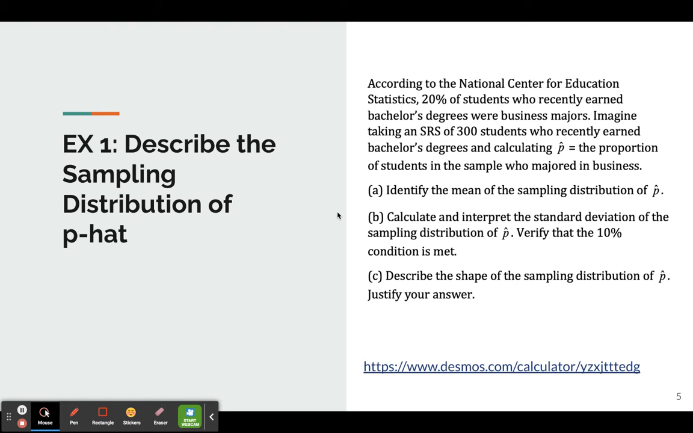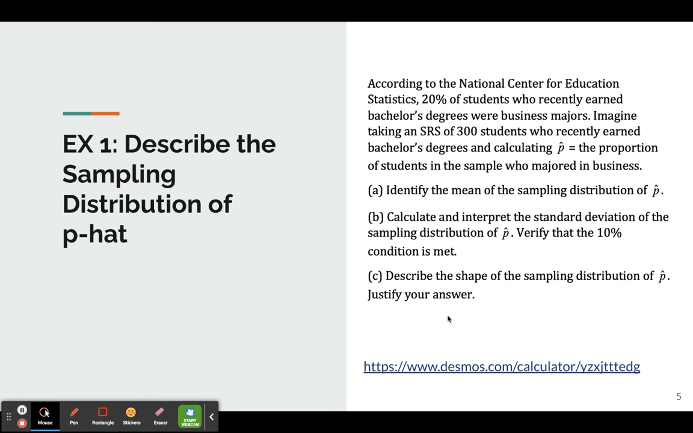Let's get to an example. All right, let's describe the sampling distribution of p hat. According to the National Center for Education Statistics, 20% of students who recently earned bachelor's degrees were business majors. Imagine taking an SRS of 300 students who recently earned bachelor's degrees and calculating p hat, which is the proportion of students in the sample who majored in business. So for part A, we want to identify the mean of the sampling distribution of p hat. That should be no problem. B, calculate and interpret the standard deviation of the sampling distribution of p hat, and we're going to verify that the 10% condition is met. We always got to do that if we want to use the formula. And C, we're going to describe the shape of the sampling distribution of p hat and justify our answer.